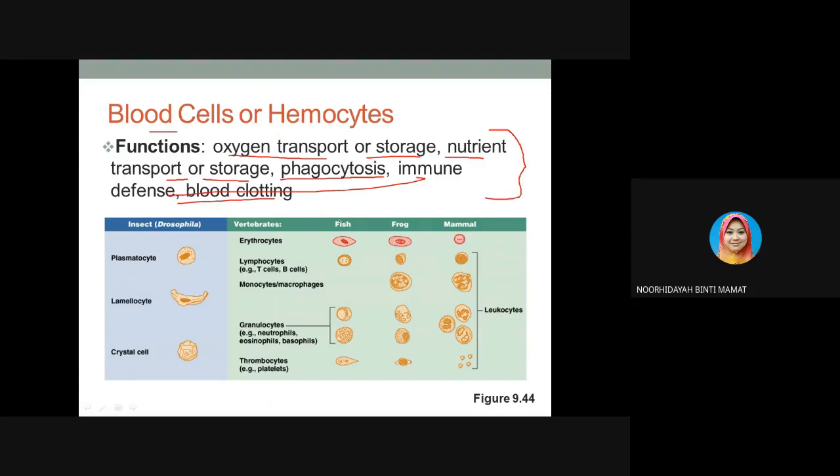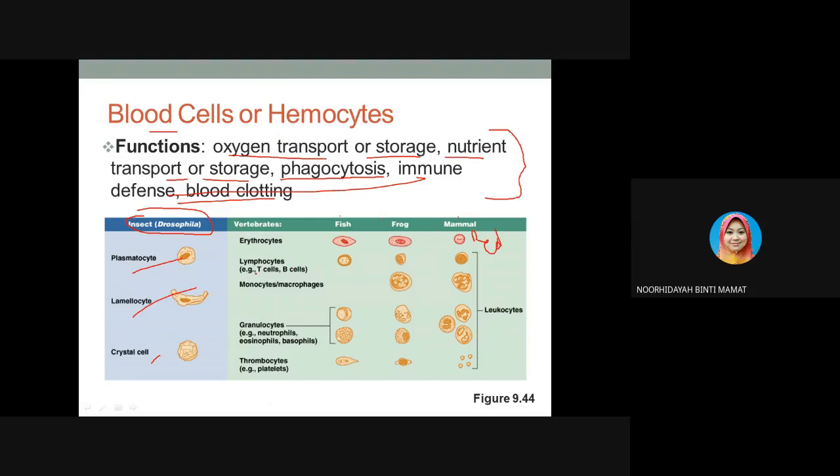We have different types of blood cells. For example, in insects such as Drosophila, they have plasmatocytes, lamellocytes, and crystal cells. While in vertebrates, for example fish, frogs, and mammals, they have erythrocytes, which we also call red blood cells.